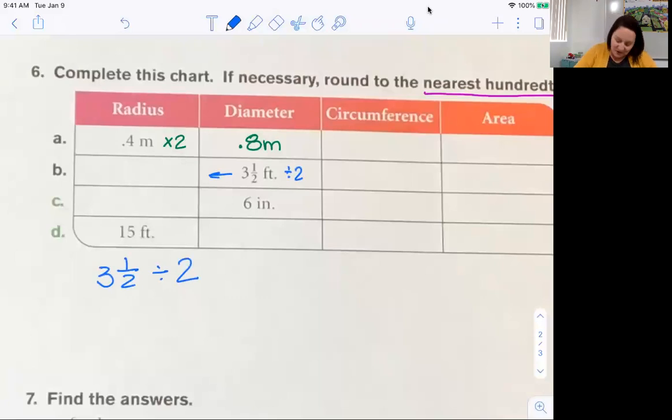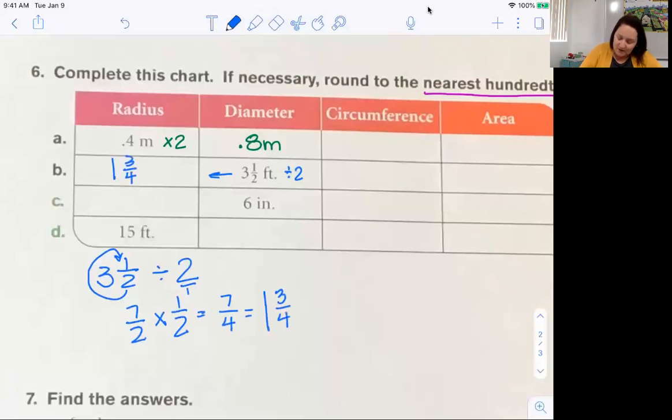What do I do here? Keep, change, flip. Good. So 3 times 2 is 6, plus 1 is 7. 7/2 times, this is really 2 over 1, so we're going to flip it, times 1 over 2, and it becomes 7/4, but can I keep it 7/4? Nope, I'm going to change it. 4 goes into 7 one time with 3 left over, so 1 3/4. What are we looking here at? Feet. Okay, go ahead and try radius and diameter for C and D and then come back.